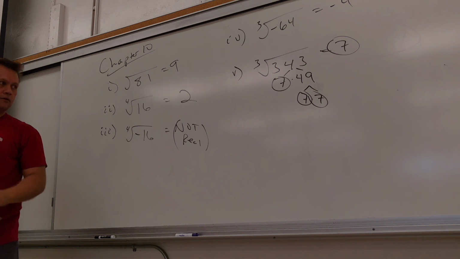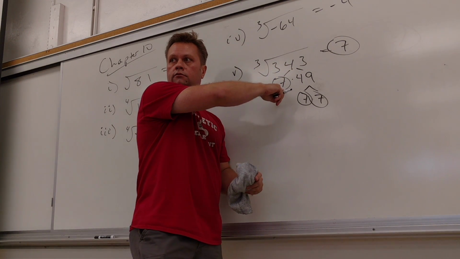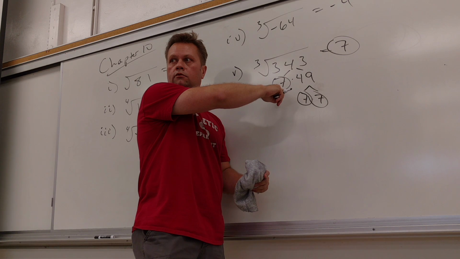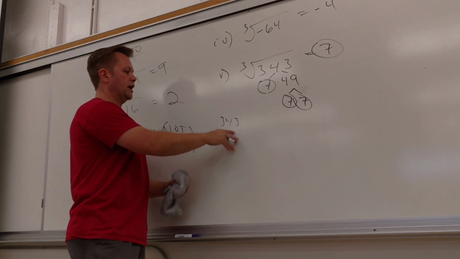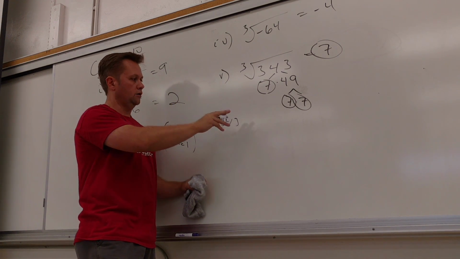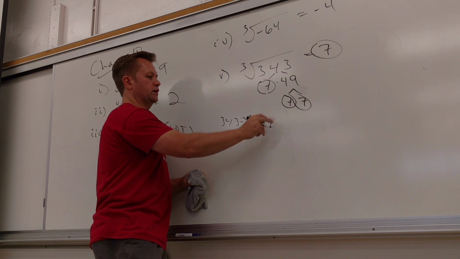Yes? Where do you get 49? 343 divided by 7? Where do you get 7? Just guessing. So 343, I can't divide it by 2. I just try to divide it by 3, that doesn't work. Try to divide it by 5, that doesn't work. Try to divide it by 7, that works.